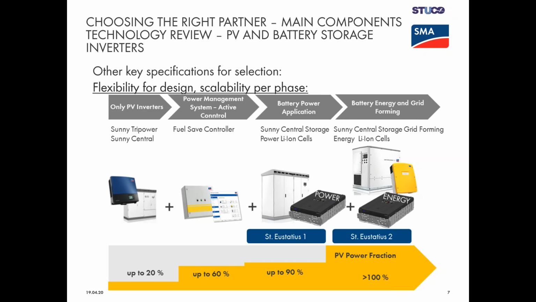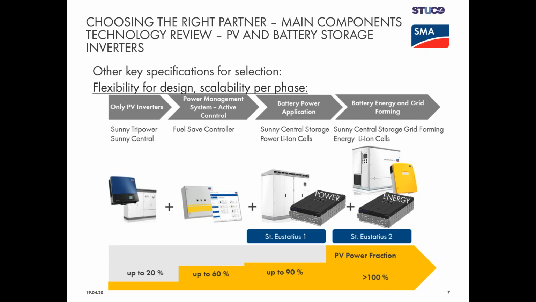In the case of St. Eustatius phase 1, where our focus was really to offset this expensive fuel, we applied storage in phase 1 with the main purpose for grid stability, and we were able to achieve up to 90% penetration into the grid, PV power penetration into the grid.